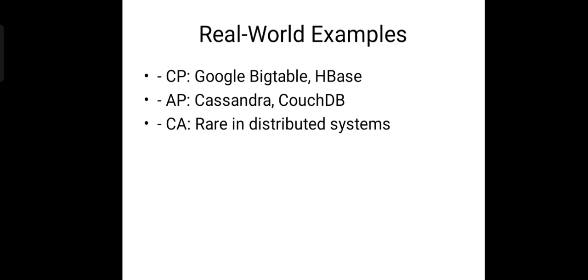In the first, CP, the data is correct but may not be available during partition. Second one is AP, it is always available but may return slightly outdated data. Third is CA, it is only possible in a single node system or if there are no partitions.